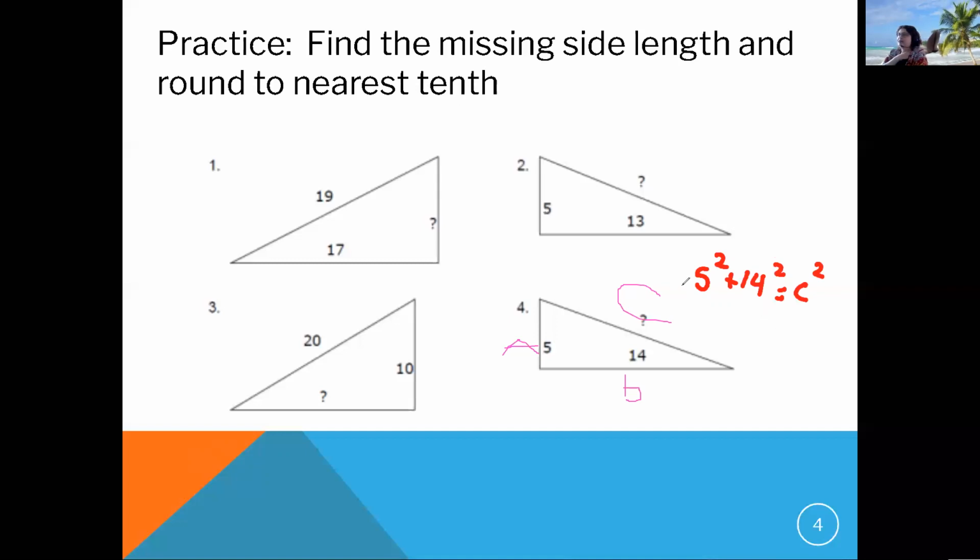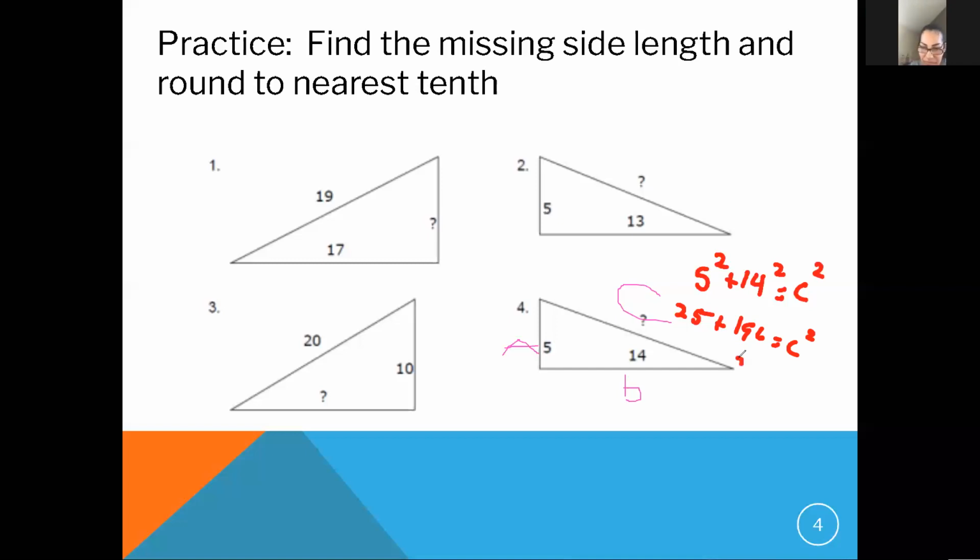And so what is 5 squared? 25. And what is 14 squared? 196. And then am I going to add these or subtract these? Add, because they are on the same side of the equal sign. When they are on the opposite sides of the equal sign, you subtract. Okay, so this one you would add. So what's 25 plus 196?